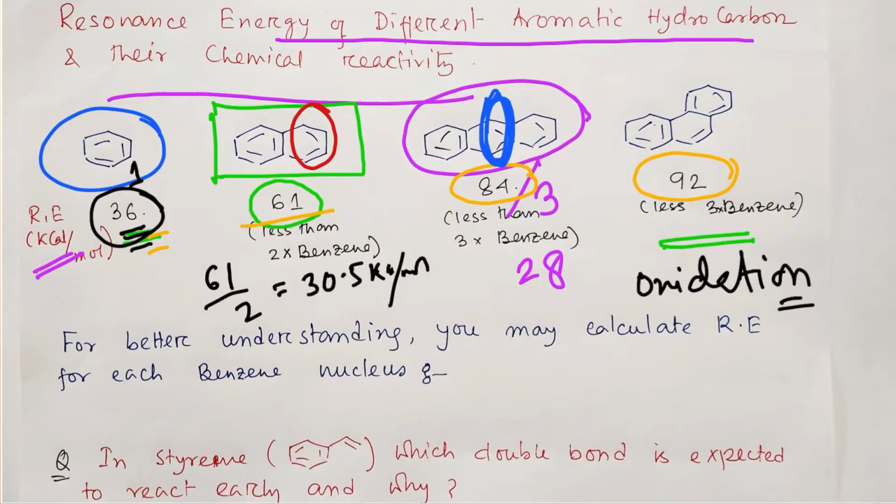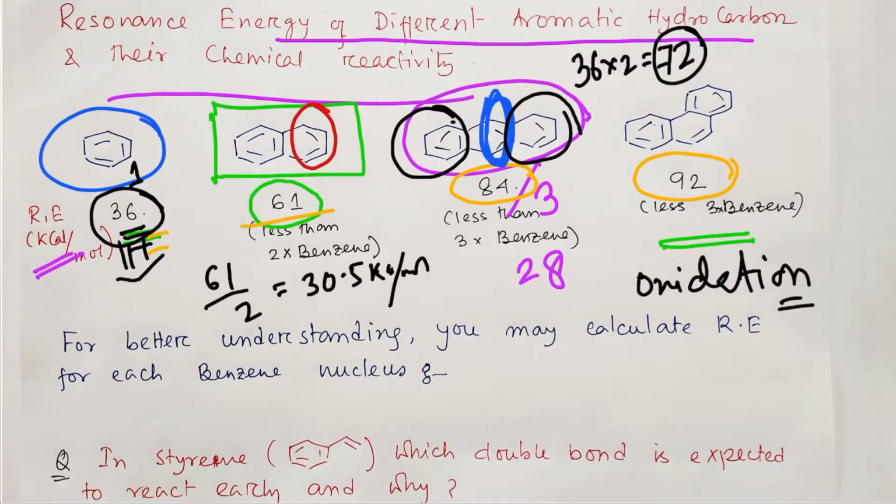Why does such a thing happen? Because during the oxidation process, in this way 2 benzene nuclei are saved, this and this. So one benzene nucleus means 36 kilocalorie per mole. In this case it is 36 into 2, that is 72 kilocalorie per mole overall saved. Now if the terminal one of anthracene undergoes oxidation, then what is the resonance energy saved? That is 61. So in the middle one you will have resonance energy 72, in the terminal one 61.